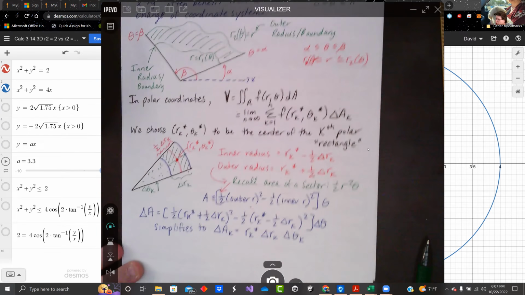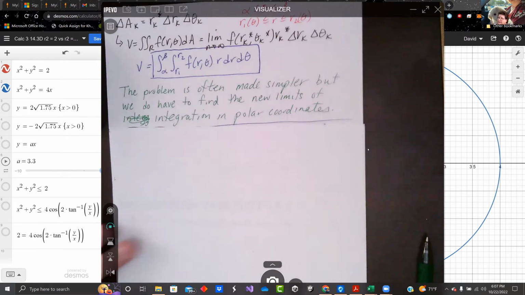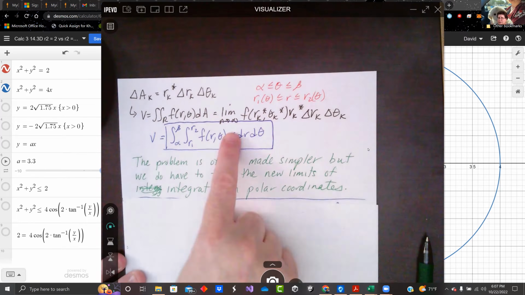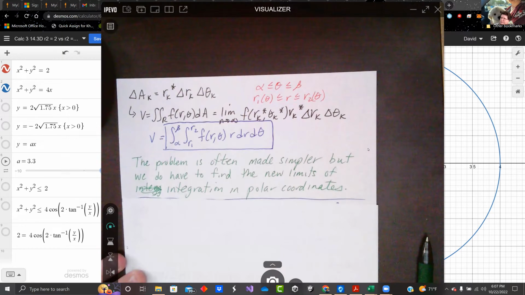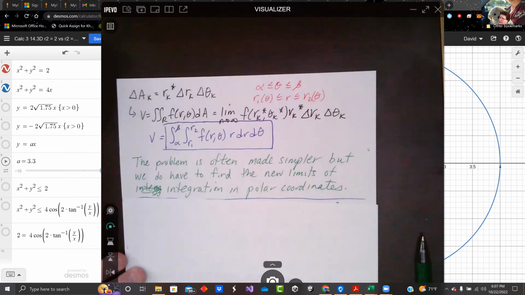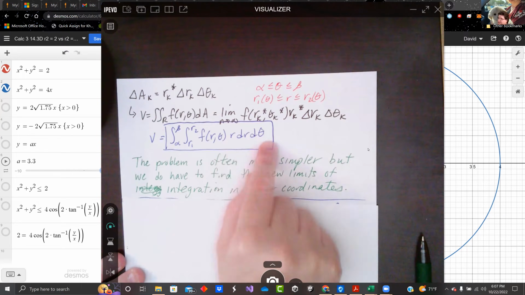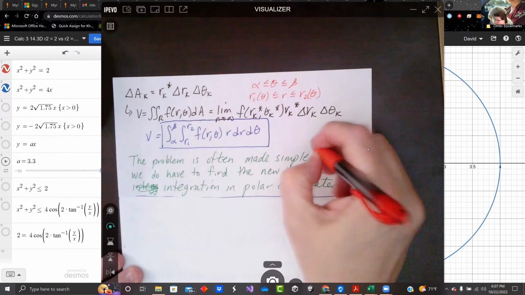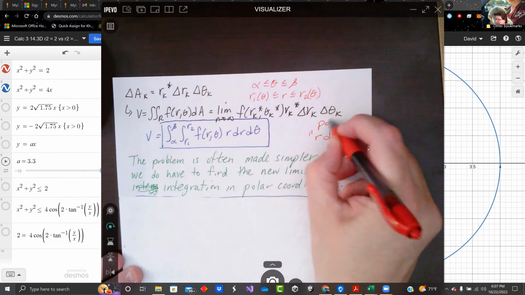Okay. So when we make this a dA, we put in for delta A: it's r_k star delta r_k delta theta_k. That's what we were finding right here. And so now when we take the limit, this is just r dr d theta. So in polar coordinates, that's what you've got to remember: r dr d theta, polar dA.